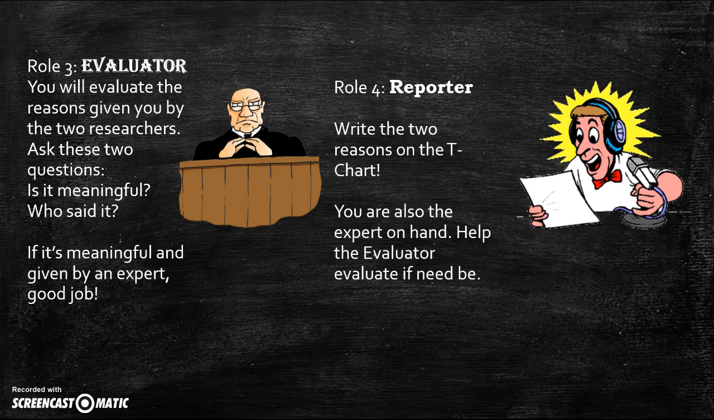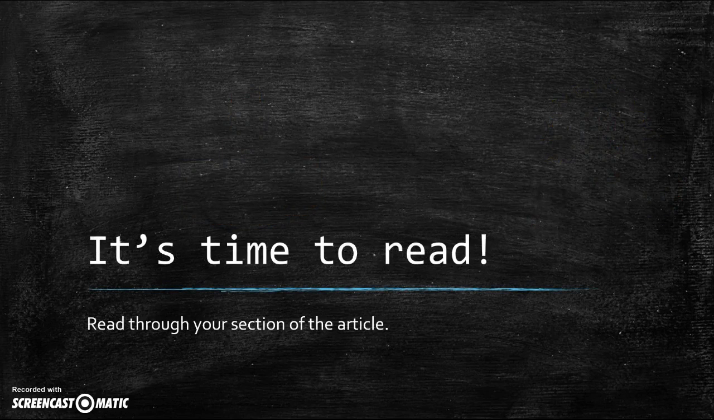All right, role number 4, you are our reporter. Your job is to write those 2 reasons on the T-chart. You're also an extra expert on hand. You can help the evaluator evaluate if you need to. Okay, so now what I want you to do is just preview the text. You've got about 30 seconds to go through that text, and then you'll read your section of the article. Go!